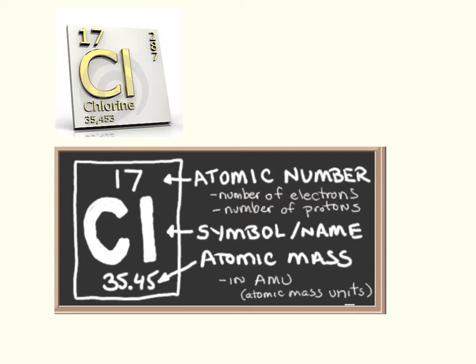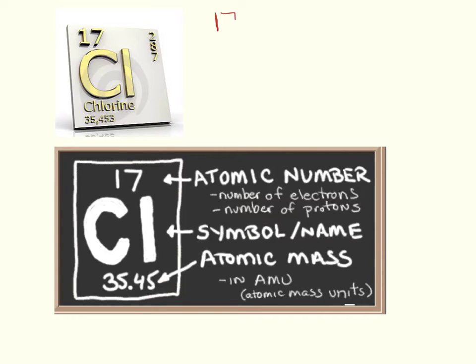Our second number is our bigger number. It's our mass number. It tells us the number of protons plus neutrons. So basically it's telling you the weight of everything inside the nucleus of the atom, because inside the nucleus is the protons and the neutrons. The electrons are so small they barely contribute to the weight of the atom, so they're not counted in the mass number.